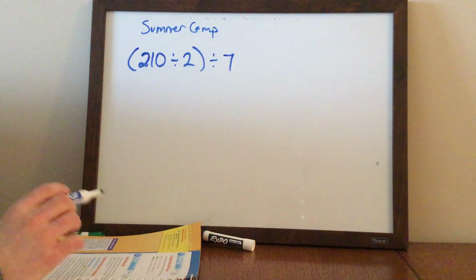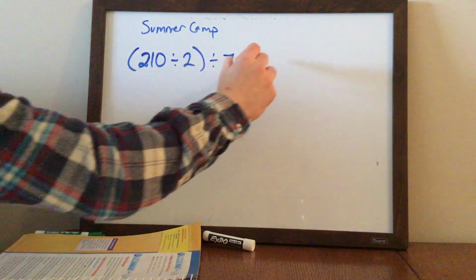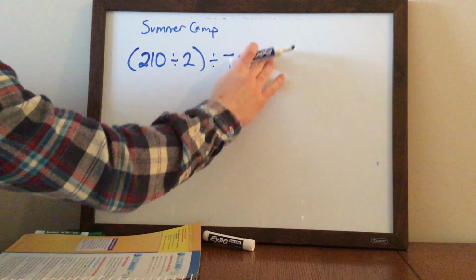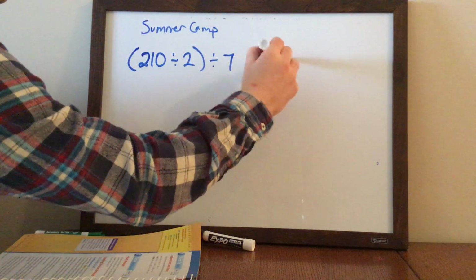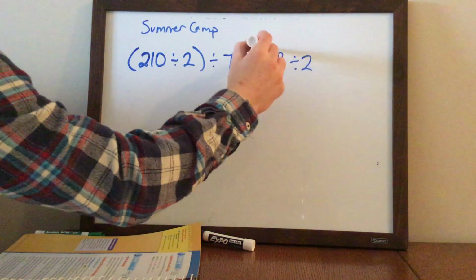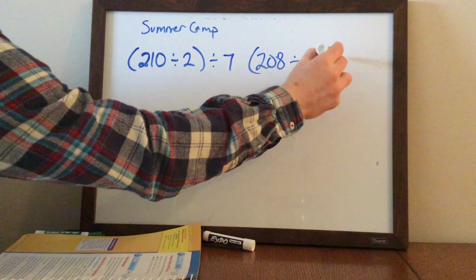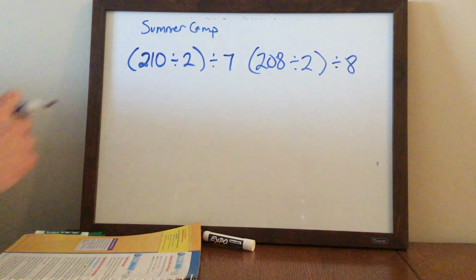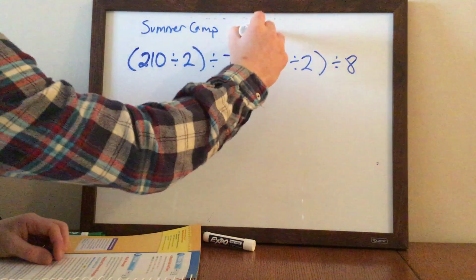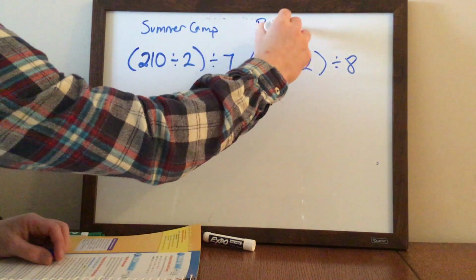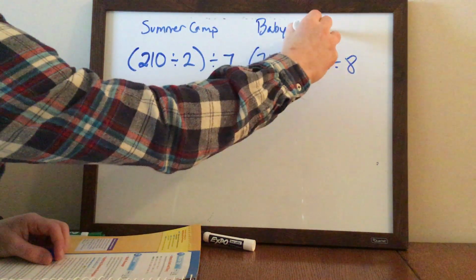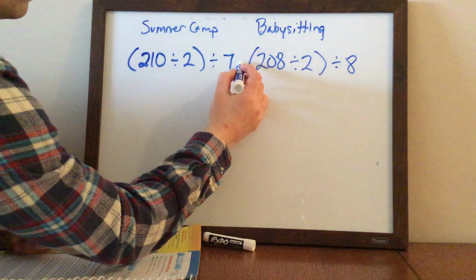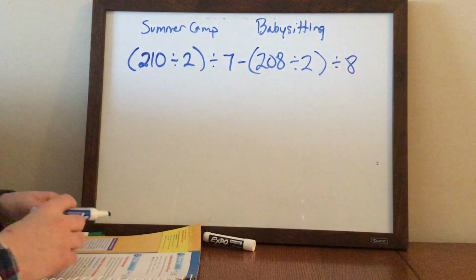What did we do to find the babysitting amount? Well, it's the same process. We did 208, just like in class I make mistakes. So 208 divided by 2, and then what did we do with this answer? We divided it by the 8 hours they worked. Now, if this was summer camp and this was babysitting, and the question was how much more per hour, we subtracted these two totals.